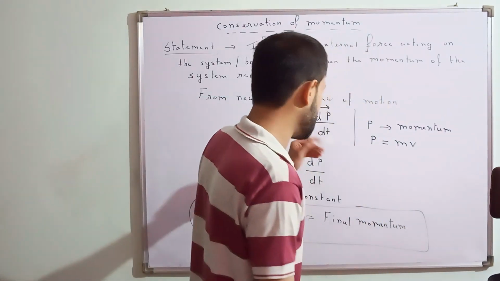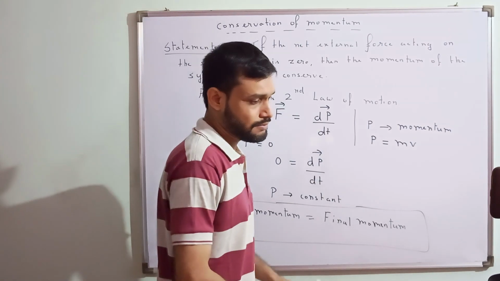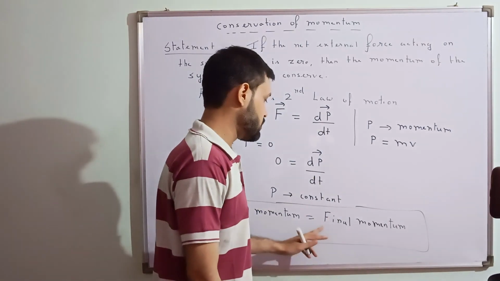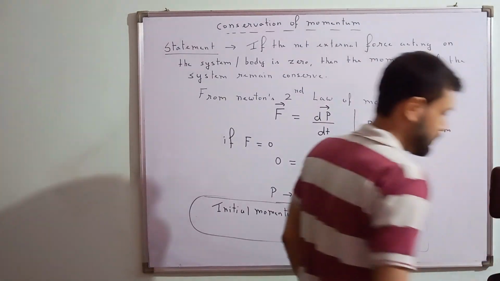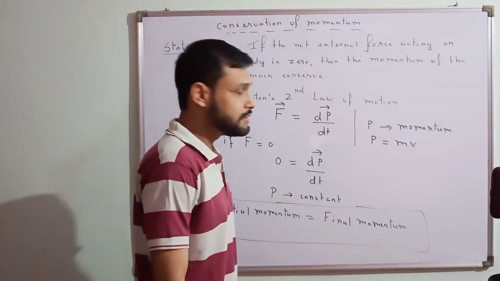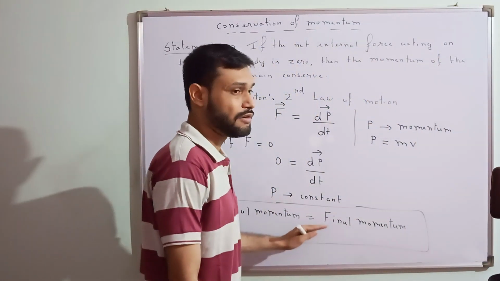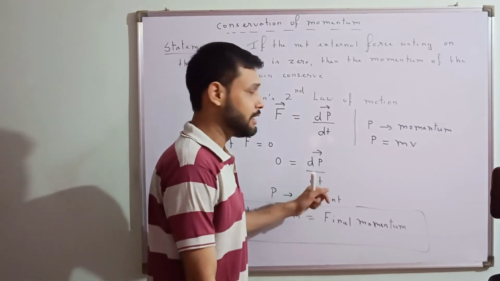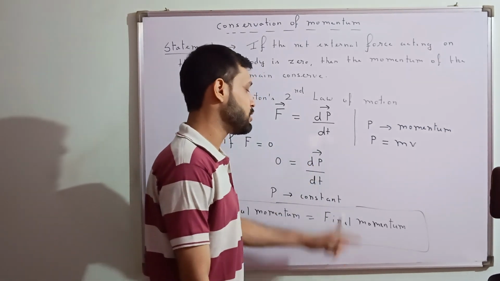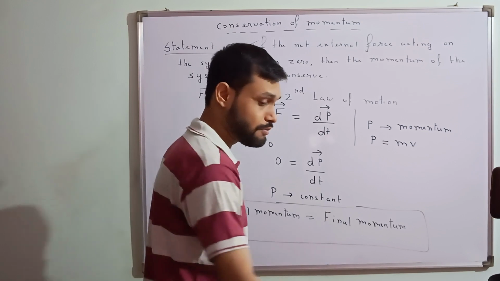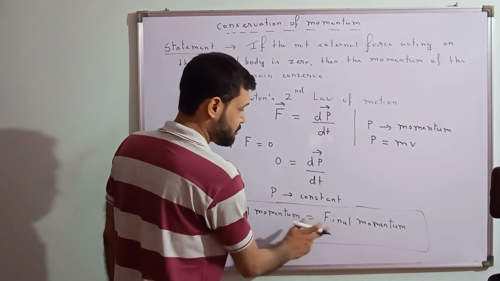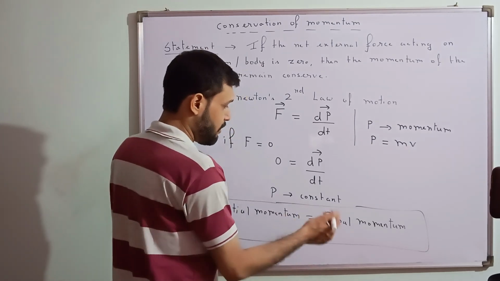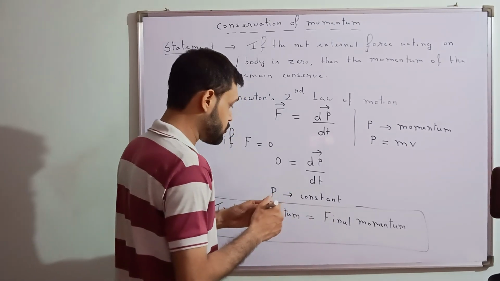Okay, let's try to take an example of that bullet and gun using this conservation of momentum. From there we can see how the velocity of the gun will be negative, or in the opposite direction compared to the bullet, which is moving in the forward direction. So we have written initial momentum is equal to final momentum, if we are having a two body system.